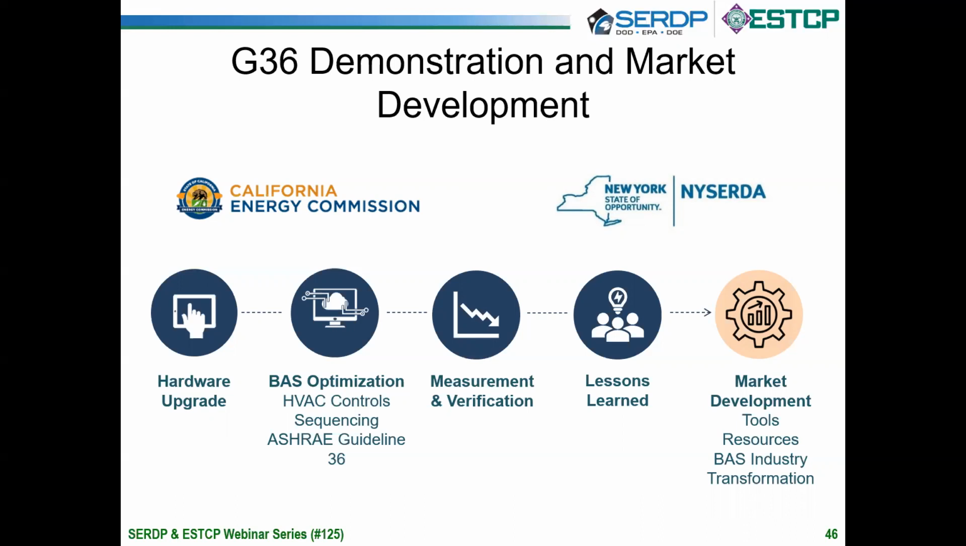All these buildings are going through very detailed measurement and verification, getting feedback from all the stakeholders on lessons learned. And then this is all feeding into market development activities. We're developing tools and resources. And in particular, we're engaging with the BAS industry, so that's building automation system industry, to change and adjust their processes around Guideline 36.